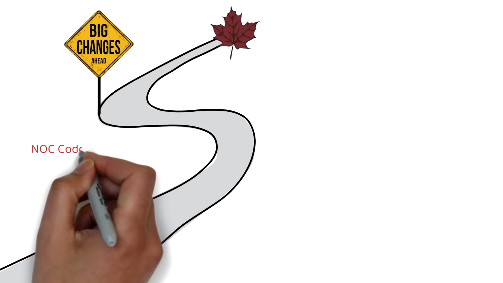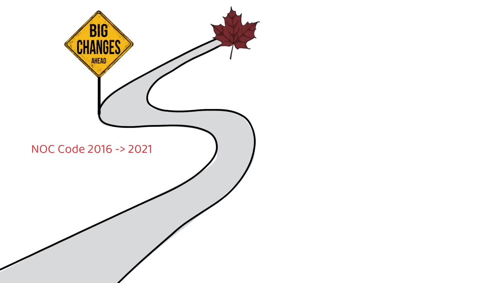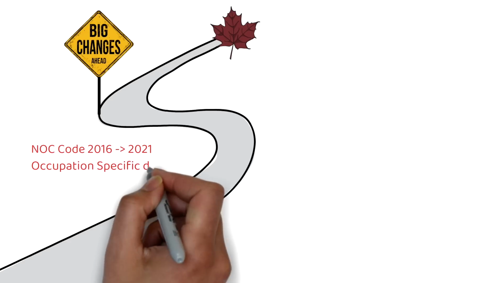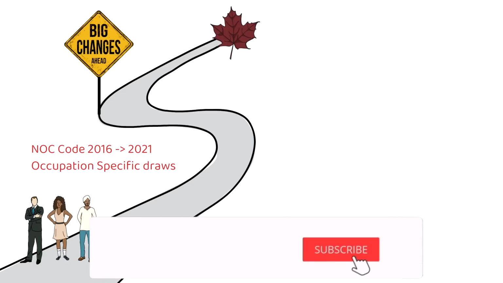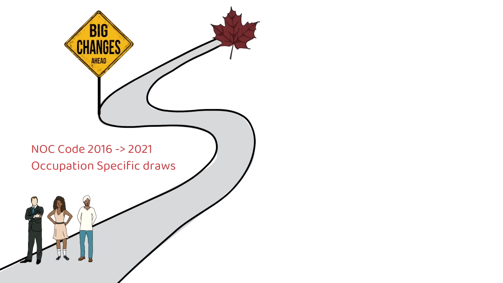First of all, the NOC code would be changing from 2016 to 2021. That should not mean too much to too many people, but what that could mean is that they could start conducting occupation-specific draws. What does this mean? That CRS cutoff score, which is generic for everyone, for all occupations, might change, and they can start inviting people whose skill sets are required specifically in Canada. We don't know too much information about it, so you should subscribe to this channel if you want to know the future updates. But this is something which is anticipated, and we can expect this sometime towards the end of this year or maybe early next year.